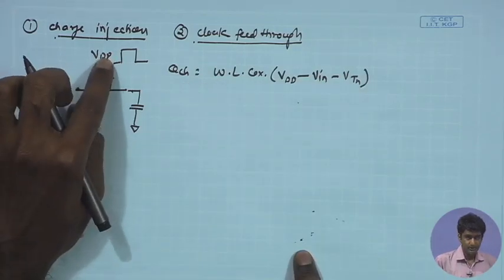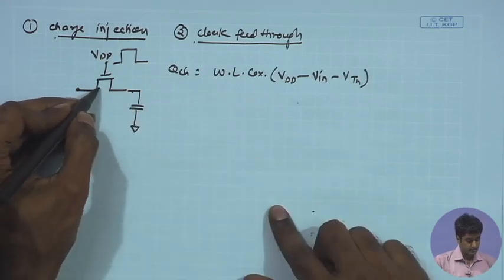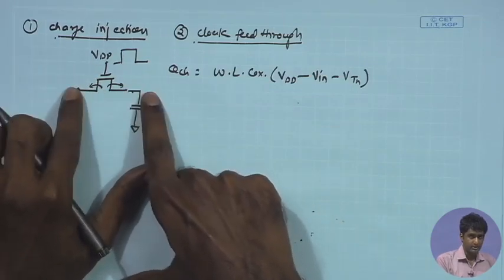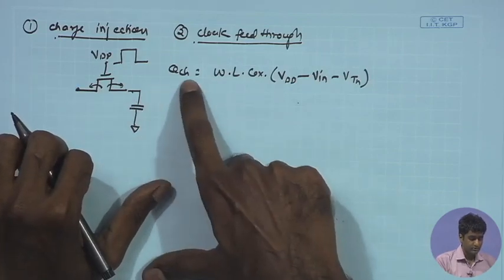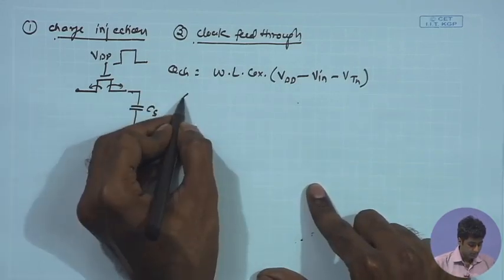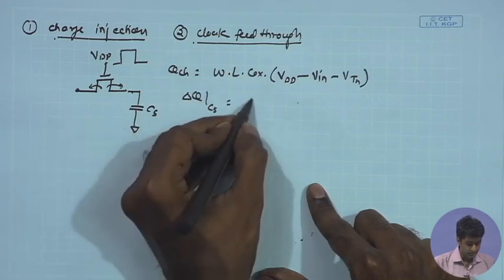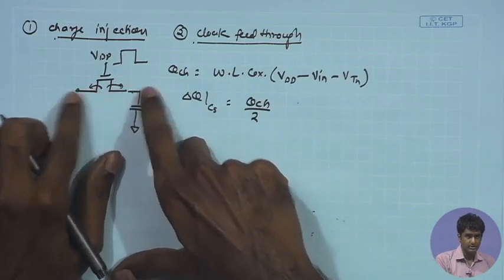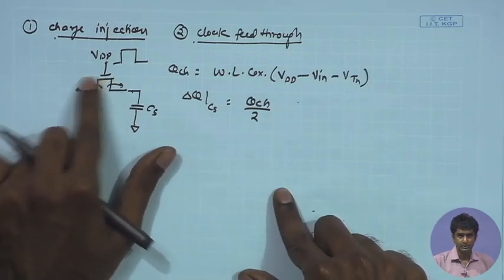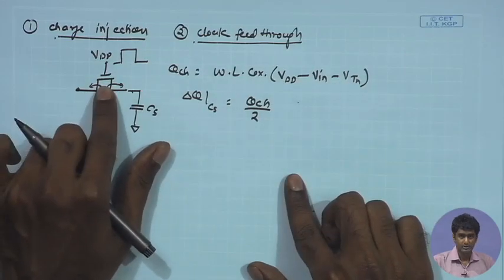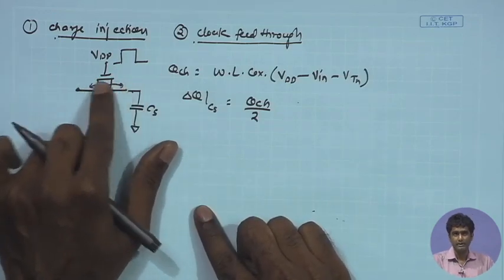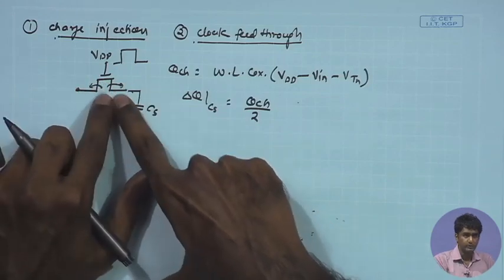And when the switch is turning off, this channel charge is supposed to be ejected out of the MOSFET. So when the switch turns off, this channel charge gets ejected, and if I assume that half of it gets injected in the opposite directions, I have QCH by 2 jumping onto this capacitor, which is CS. Therefore, the delta Q that I get on the CS is going to be QCH by 2, assuming that the charge is injected equally on both sides after the MOSFET gets off. Because remember, when you turn off the MOSFET, the mobile electrons forming the channel charge have to be injected out so that the MOSFET is turned off, and that involves injection of negative charges on both sides, because NMOS has electrons as channel carriers, the mobile charges are negatively charged electrons, and therefore it amounts to a negative charge injection on both sides.